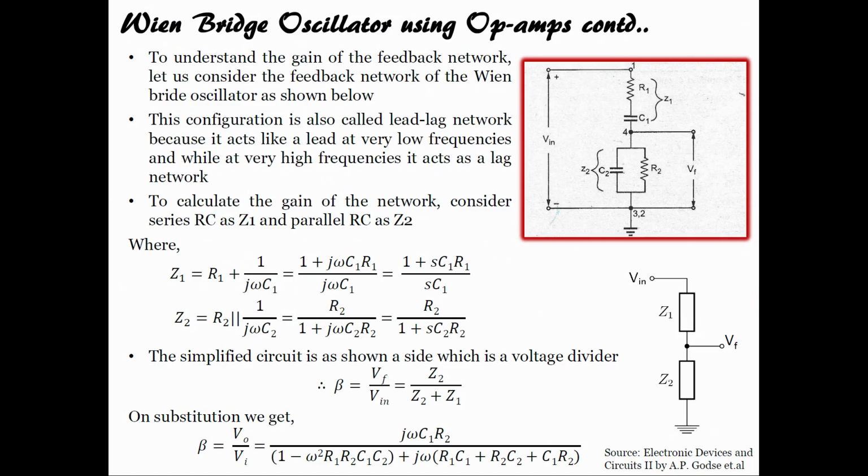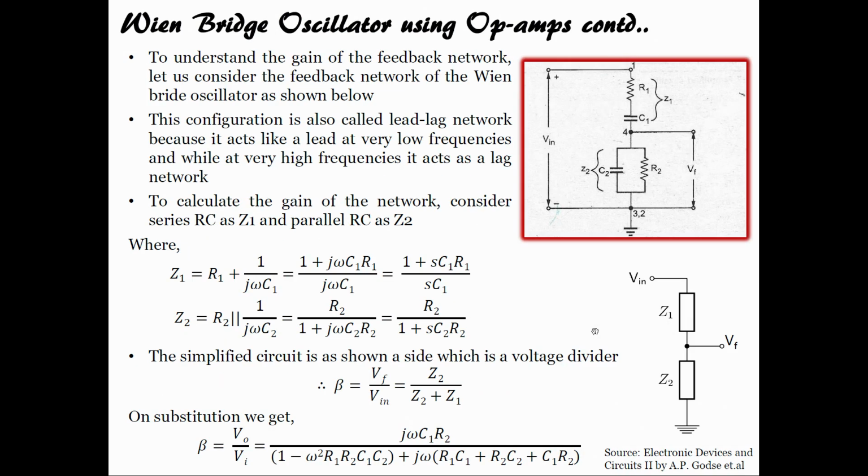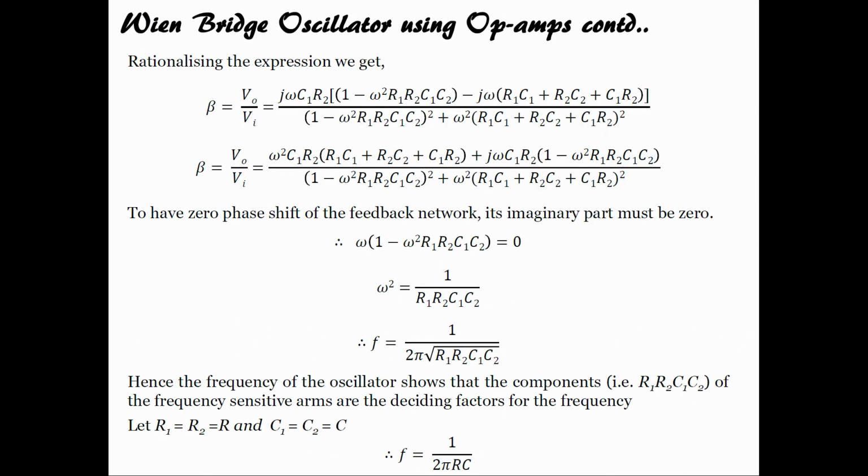So, if we consider just feedback, then R1C1, R2C2 in this particular configuration, I will say R1C1 as Z1, R2C2 as Z2, right. I am applying input between 1 and 3. So, V in our output is between 2 and 4, right. 1 and 3 is the output feedback from the amplifier, and between 2 and 4 my feedback is there, right. So, solving this particular equation, what do we get?